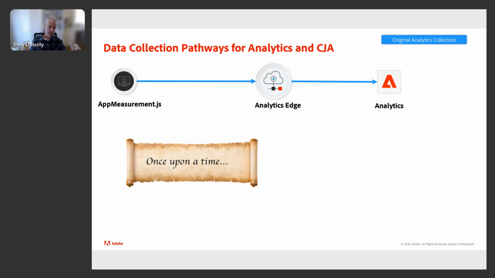So once upon a time, it was a simpler time. We had this workflow here: AppMeasurement.js to Analytics Edge to Analytics, and that was your option for analytics. That still exists today. That's still modern. AppMeasurement, Analytics Edge, Analytics, we're still investing in those. We're still growing them. They still do great things, particularly for web-only analysis. There are great opportunities in what CJA, the next generation, can do in terms of data manipulation, even with web-only data, as well as including other channels. So there are benefits to CJA, but Analytics remains Analytics and remains a really powerful option.